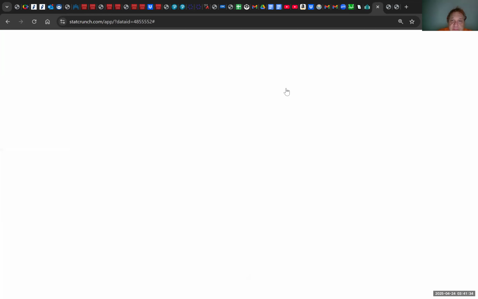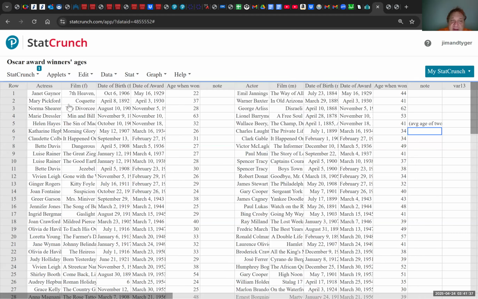What I have here is all the data, like the first actress to win, Best Actress, Janet Gaynor for Seventh Heaven. She was born in 1906, and she got the award in 1929 when she was 22 years old. And for the actor, it was Emil Jannings. Of course, the date of the award is the same, May 16th, 1929, because we're pairing these up. We're going to look at the actress and the actor in the same year and compare their ages. So one was 22, one was 44.